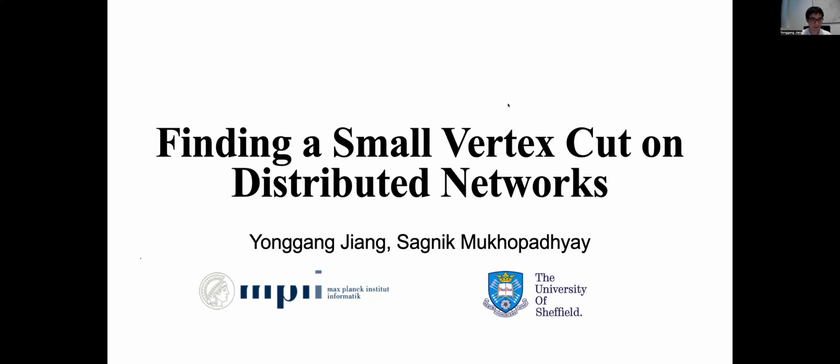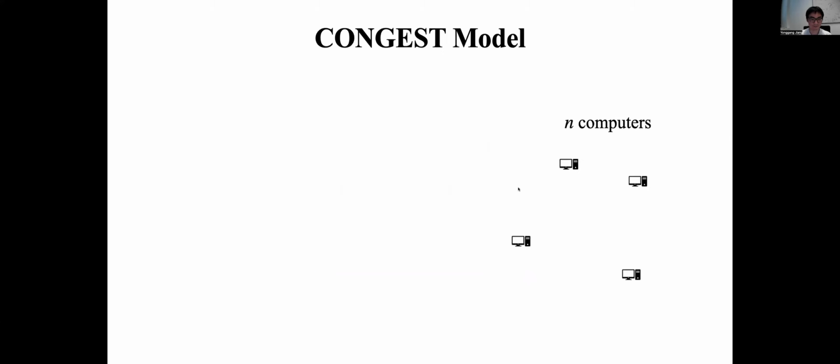I'm Yonggang Jiang from Max Planck Institute for Informatics. I'm going to talk about this paper, Finding a Small Vertex Cut on Distributed Networks. This is a joint work with Sagnik Mukhopadhyay from the University of Sheffield.